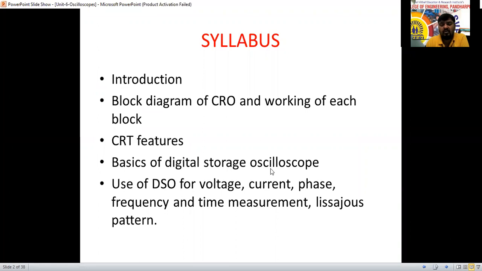How are we going to use the digital storage oscilloscope? They have mentioned only the basics of the DSO, but I will give details of the working principle with the block diagram. I will explain about the DSO. The DSO is used for voltage measurement, current measurement, phase, frequency and time measurement, and Lissajous patterns also, I don't know if they are there. No, it is not there in your syllabus.